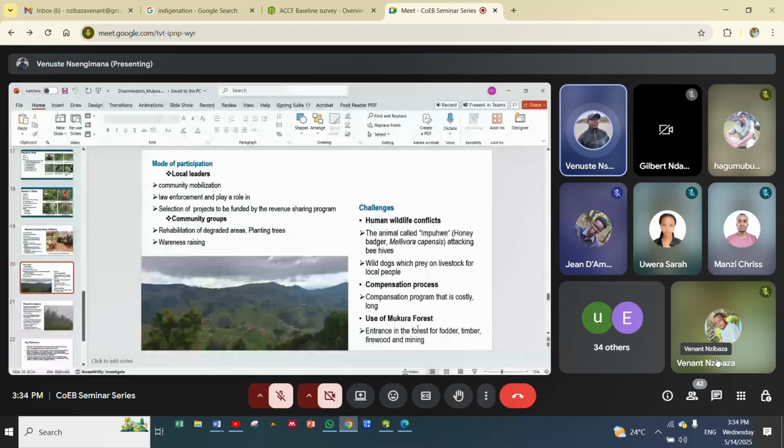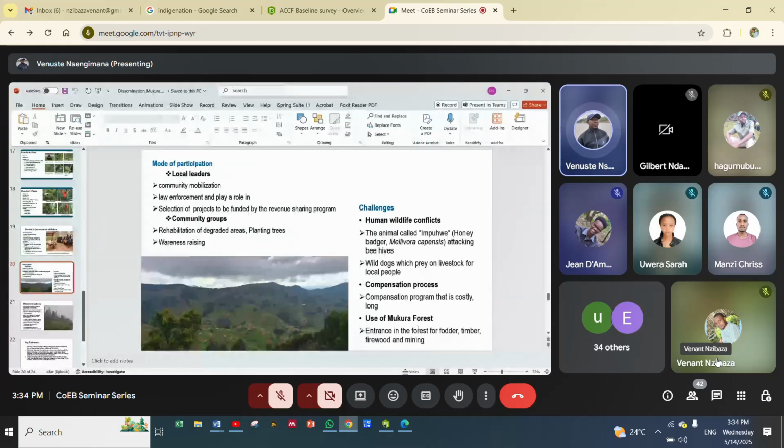The other big challenge is the use of Mukura Forest, where there is frequent entrance into the forest for fodder collection, for timber, for firewood, and for mining, even though the stress related to mining is reduced now.